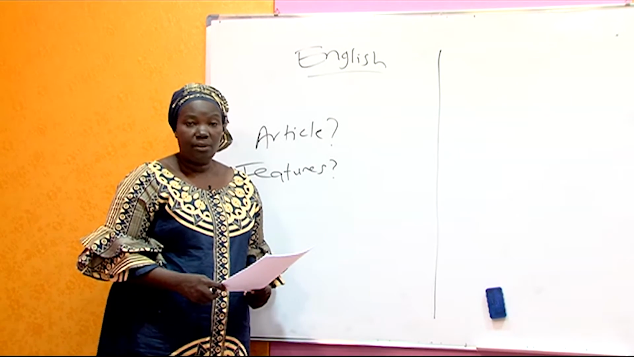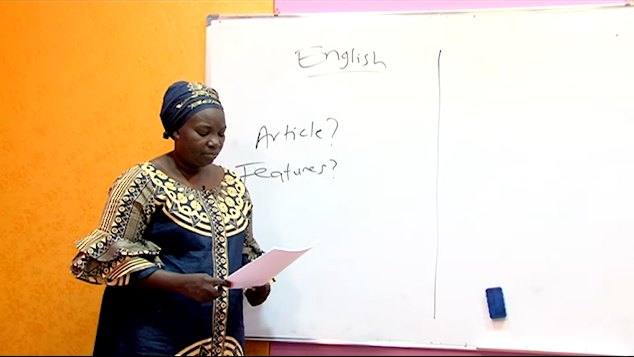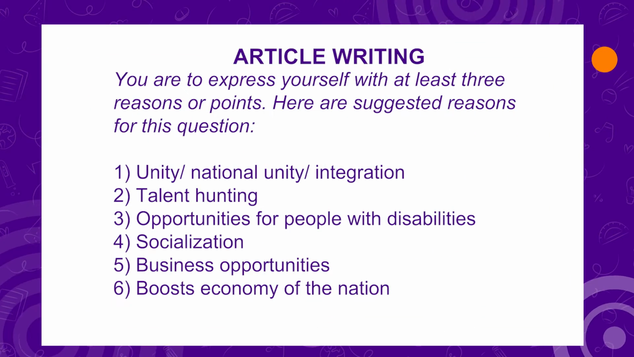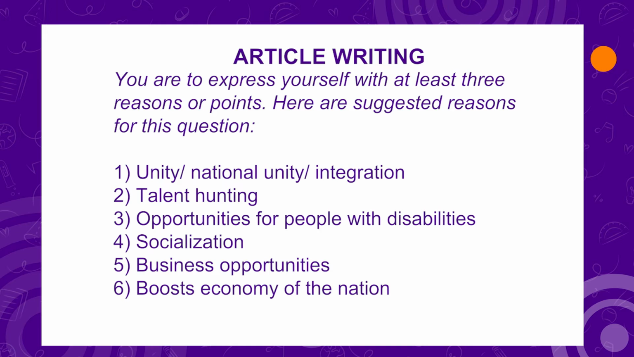1. You can talk about unity, national unity or integration. That forms one. 2. Talent hunting. 3. Opportunities for people with disabilities. 4. Socialization. 5. Business opportunities. 6. Boosting the economy of the nation.